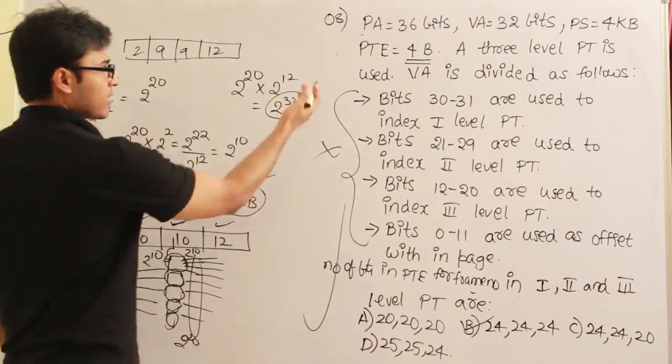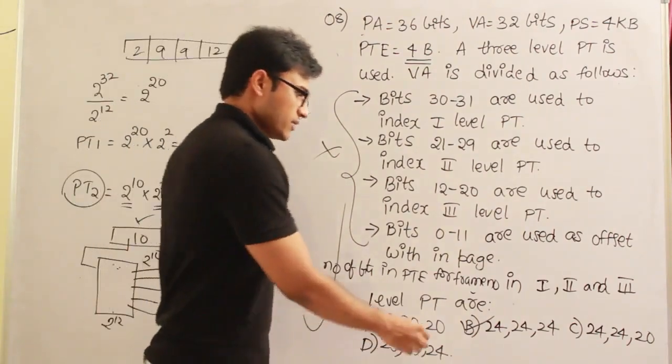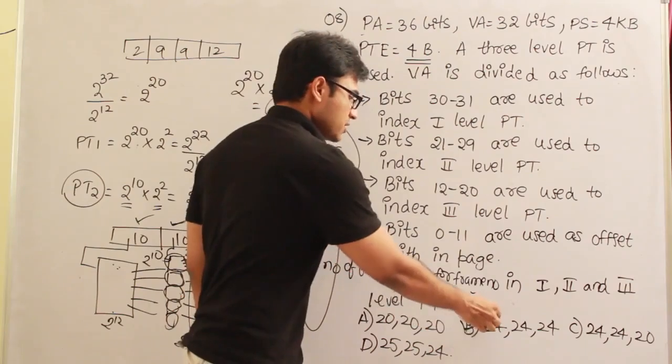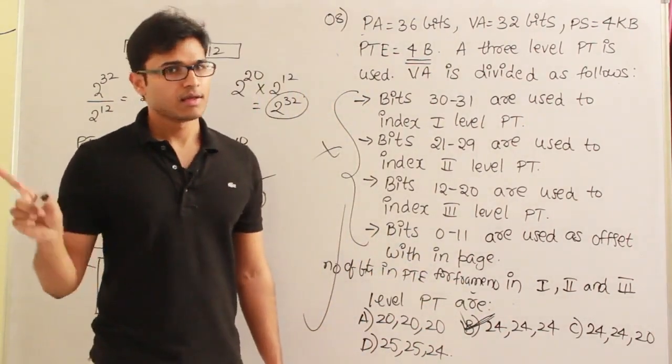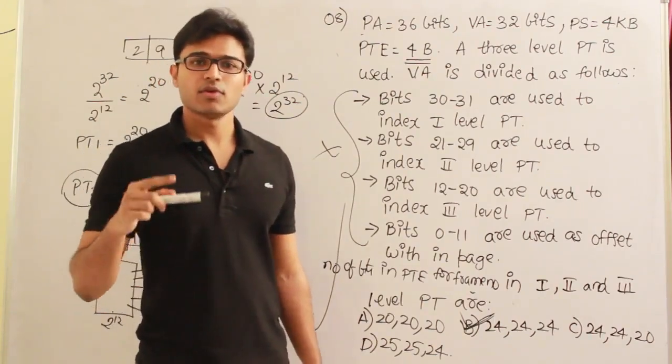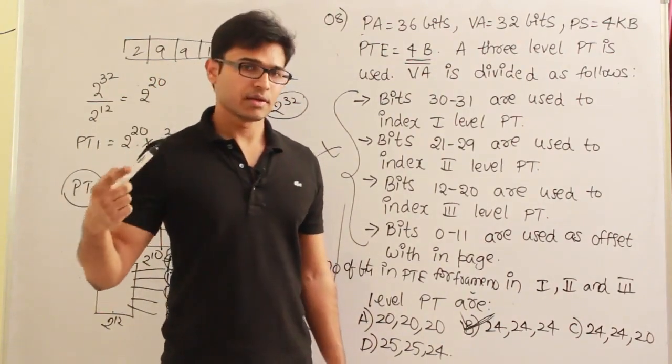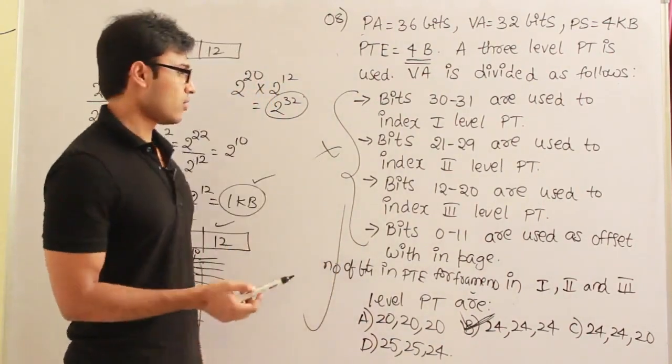Anyway, this part is not required for solving the question. Always remember, in multi-level paging, all the page tables will contain same size entries. The page table entry size will be the same, and even the frame numbers present inside the page table entry will also be the same. Okay, fine.